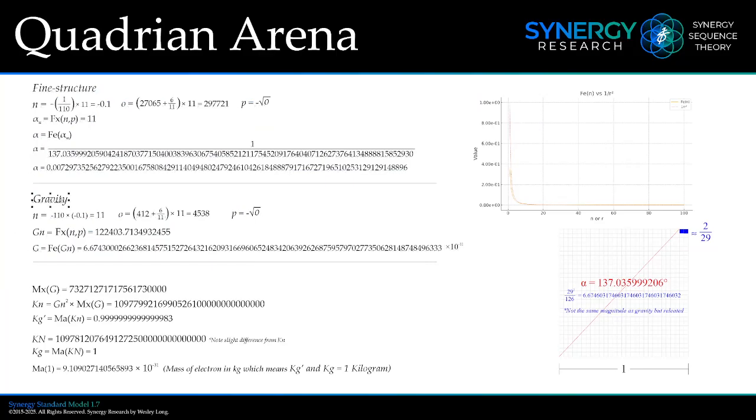The model goes further into mass. Text mxg equals 321721755611730. Text kn equals text gn2 times text mx of g, text g from tech n equals 0.9999999999983. This is the final proof of harmony.